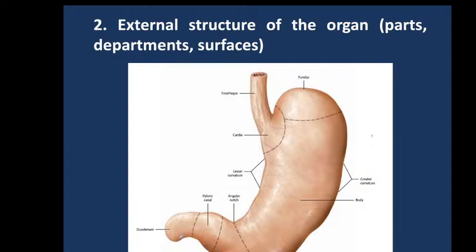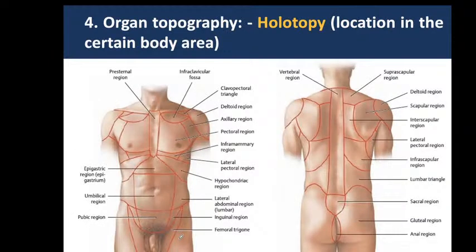And you should describe the different parts and surfaces of each organ, especially when we study different sections of Splanchnology. Topography, and we start from holotopy. It is a special term, holotopy. This is a location. Usually we talk about location when we mean holotopy, and this is the body areas, different body areas.